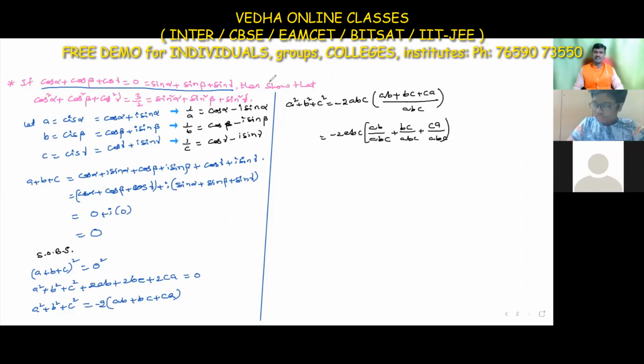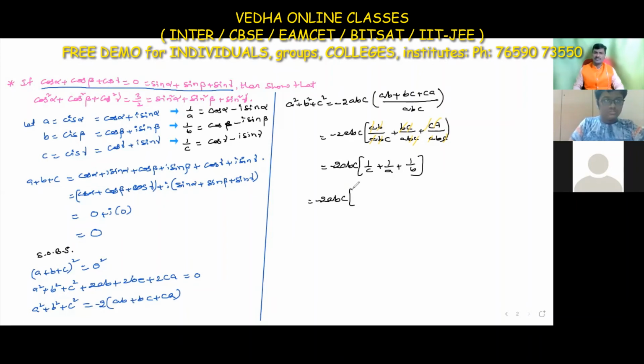In this, C and A get cancelled here, AB cancels here, BC gets cancelled. Write the remaining: this is equal to minus 2ABC into 1 by C plus 1 by A plus 1 by B. Already we have the values of 1 by A, 1 by B, 1 by C. Already we did A plus B plus C equal to 0. Similarly, 1 by A plus 1 by B plus 1 by C also equals 0 only.